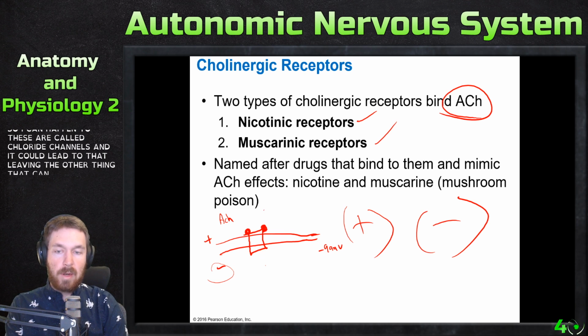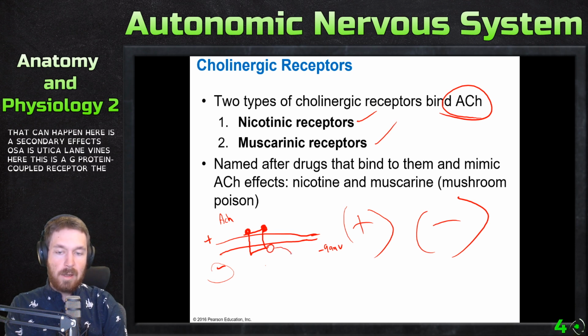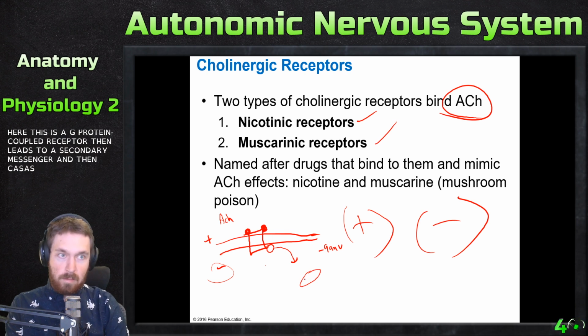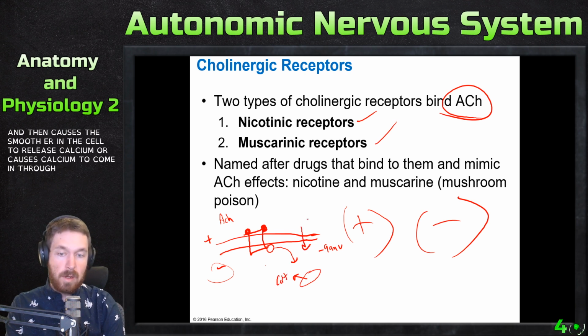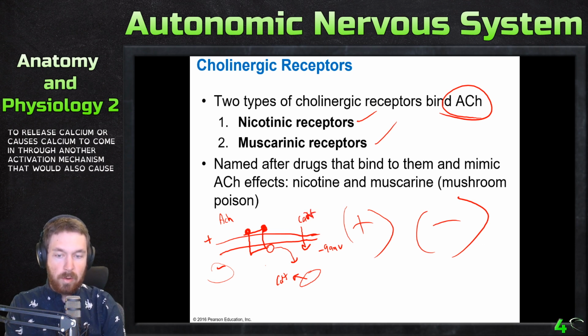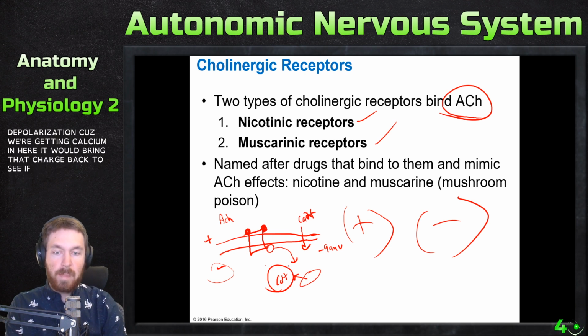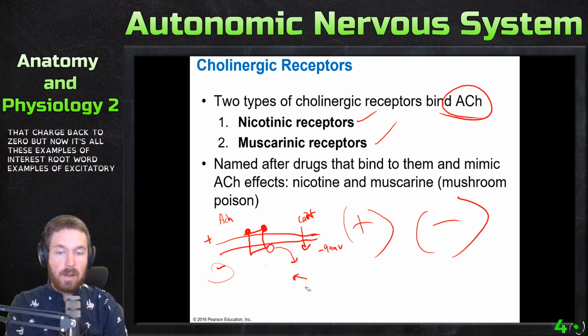The other thing that could happen here is a secondary effect. So let's say acetylcholine binds here. This is a G protein coupled receptor then, which leads to a secondary messenger, and then causes the smooth ER in the cell to release calcium, or causes calcium to come in through another activation mechanism. That would also cause depolarization because we're getting calcium in here. It would bring that charge back toward zero.